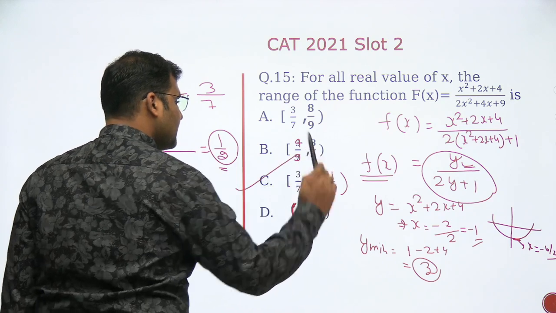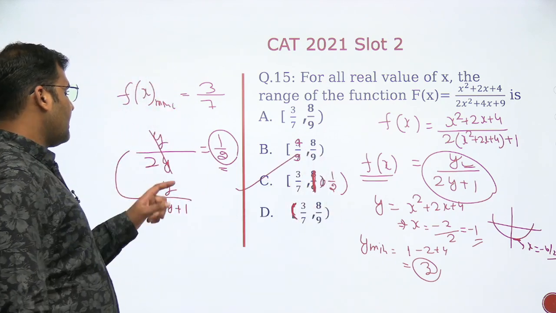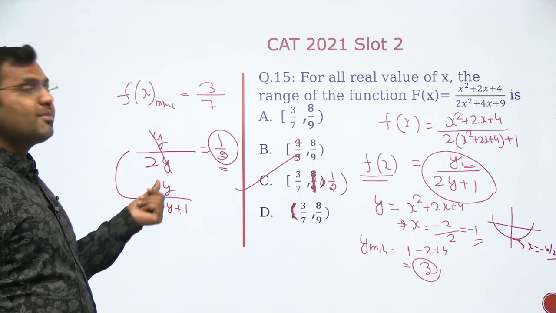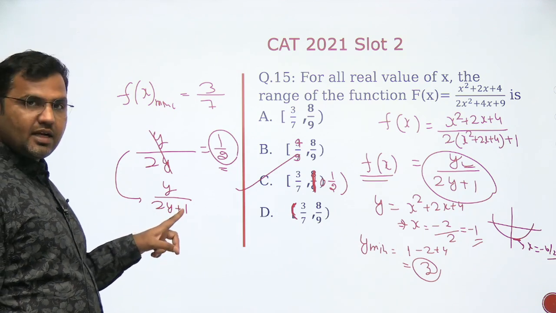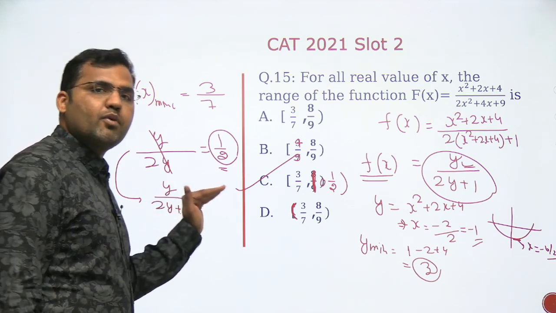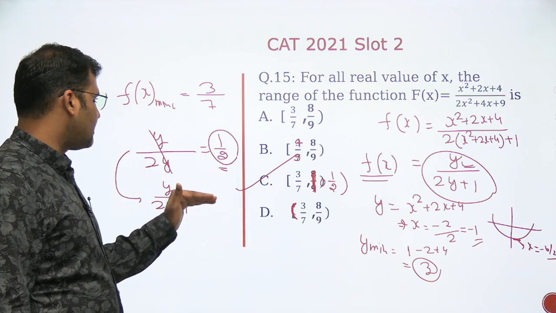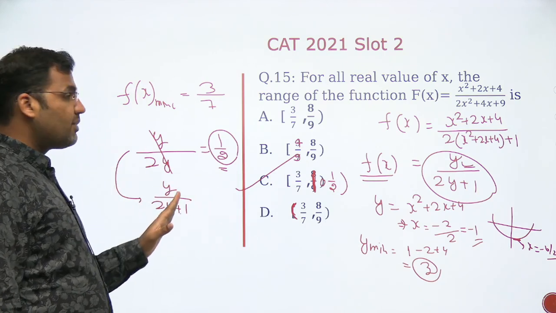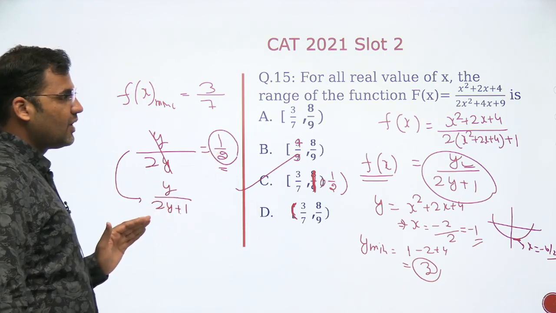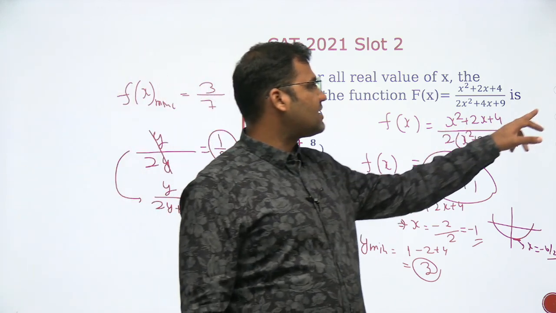So therefore, C is the correct answer to the question, right? 1 ko agar main denominator se remove karta hun, tab ye 1 by 2 banta hai. But 1 to rahega hi denominator mein. So ye 1 by 2 ko approach kar sakta hai. 1 by 2 can be the maximum value here, right? But it will never actually be 1 by 2. 1 by 2 ko approach karega. So that's the answer to the question.